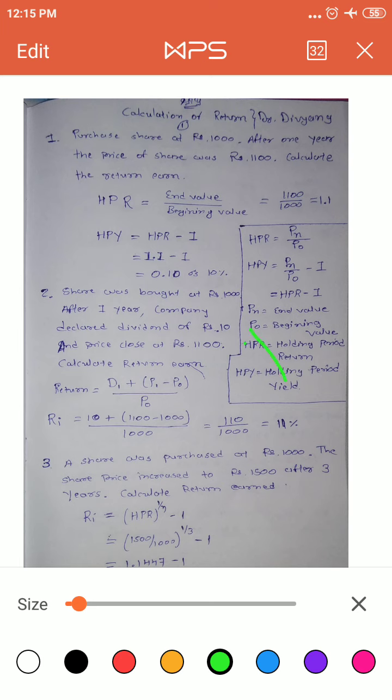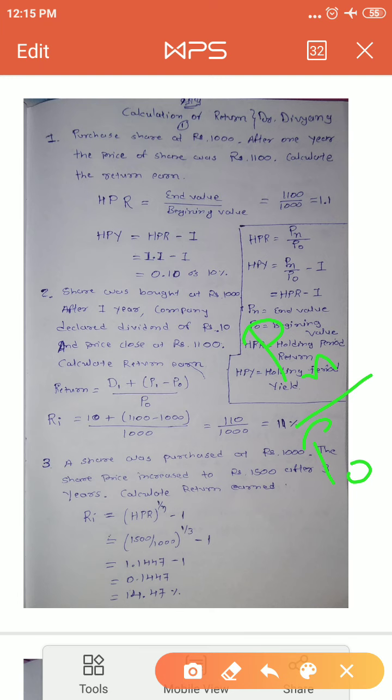So HPR we know is Pn divided by P0. Yes, so here Pn is what? Pn is 1500. That is the price at the end of the 3 years, 1500, and the beginning price was 1000. So 1500 divided by 1000 raised to 1 by n. Here n is equal to 3 years. So raised to 1 by 3, minus 1. If you solve this, you will get the answer 14.47 percent. Okay, so this is the third situation.